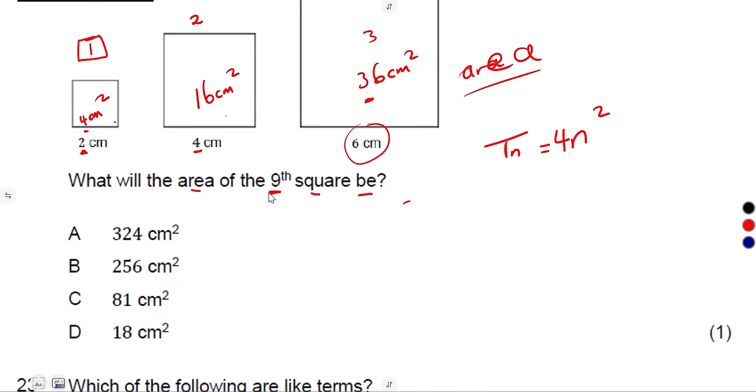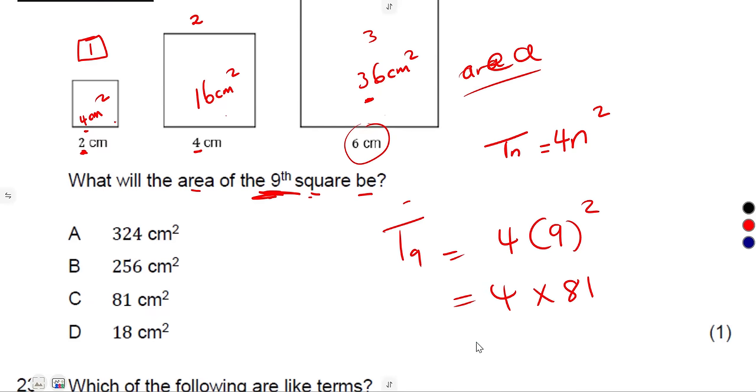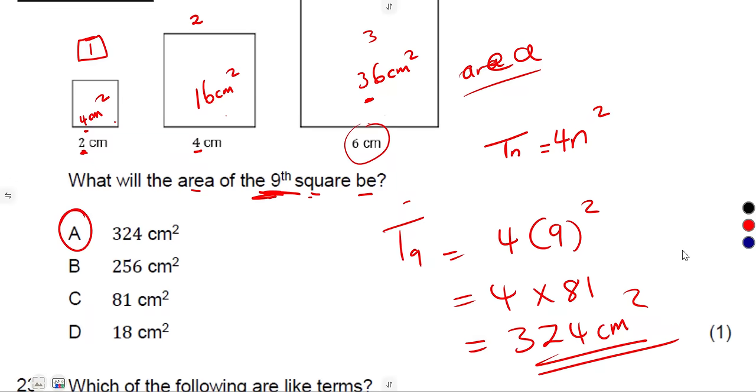So meaning to say, for the 9th square, I can simply substitute T9. So that's 4 times what? 9 squared. Just like that. 4 times 9 squared, that's 81 times 4, which is 324. Area, square units, square centimeters. So the best answer was going to be A.